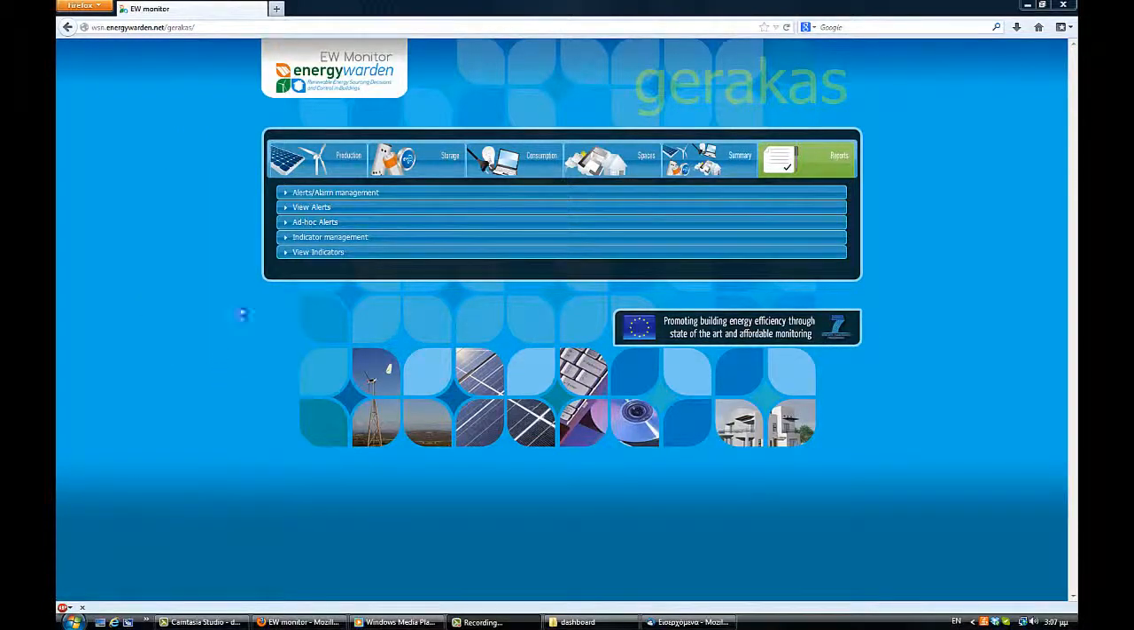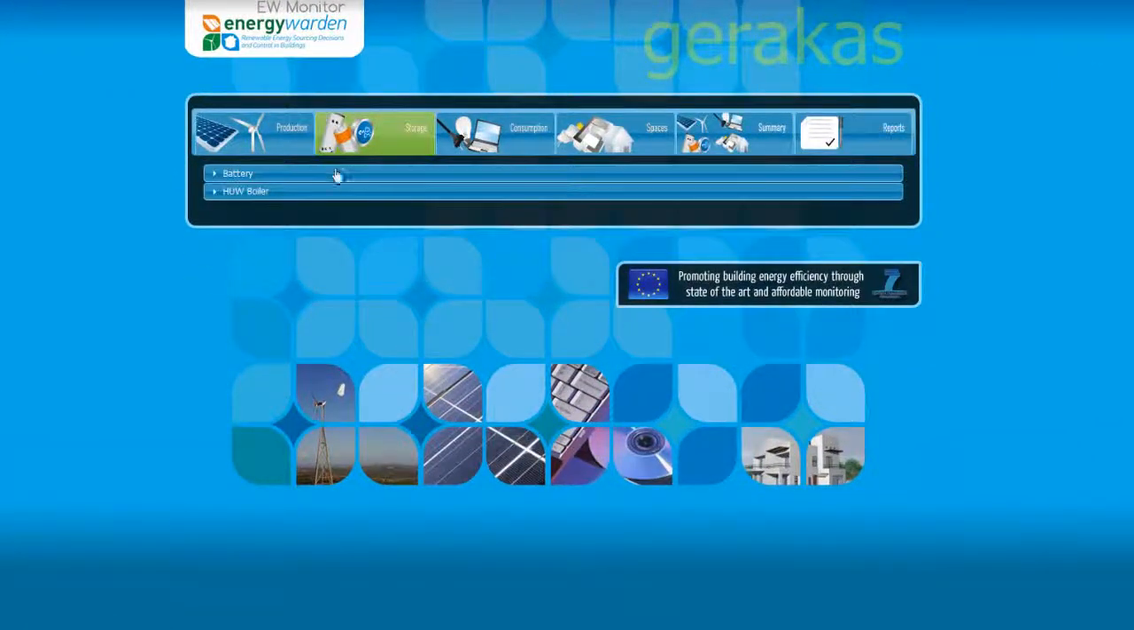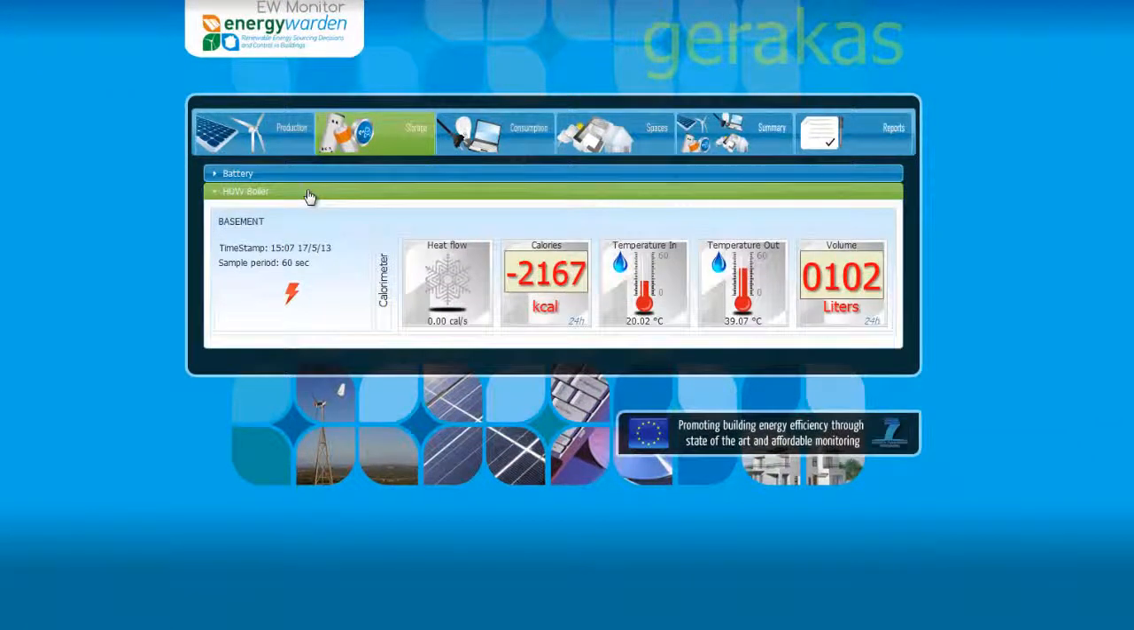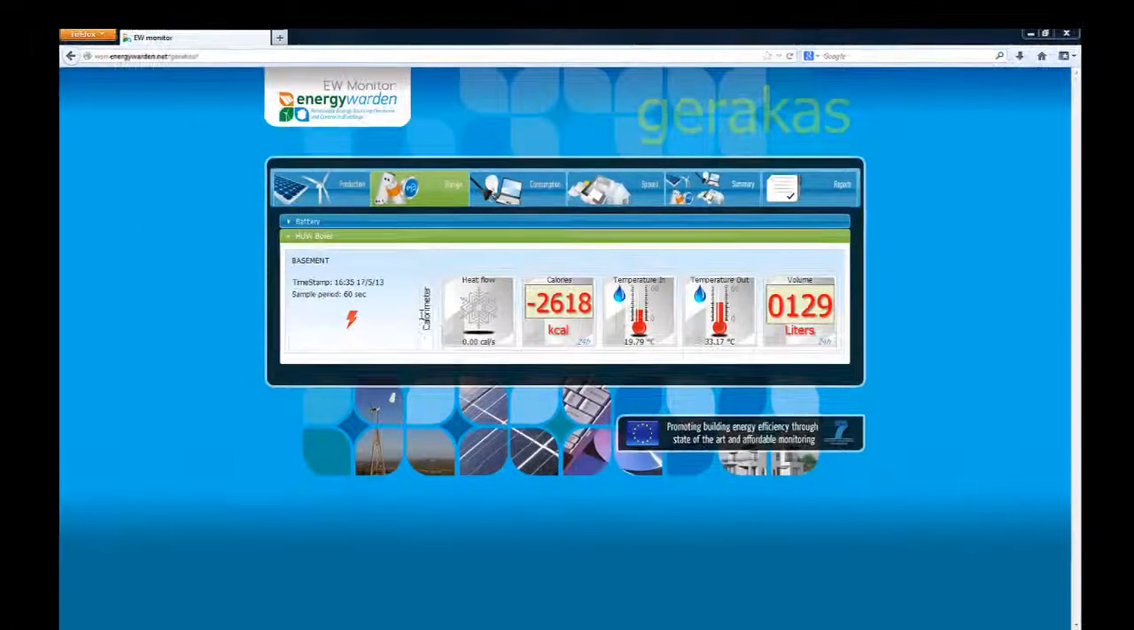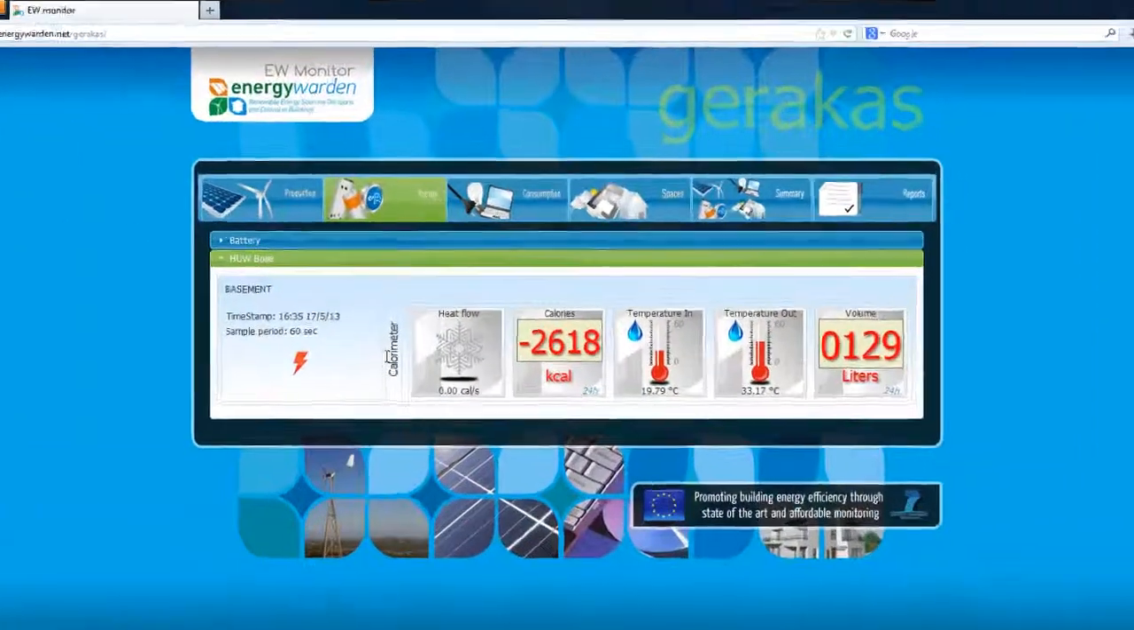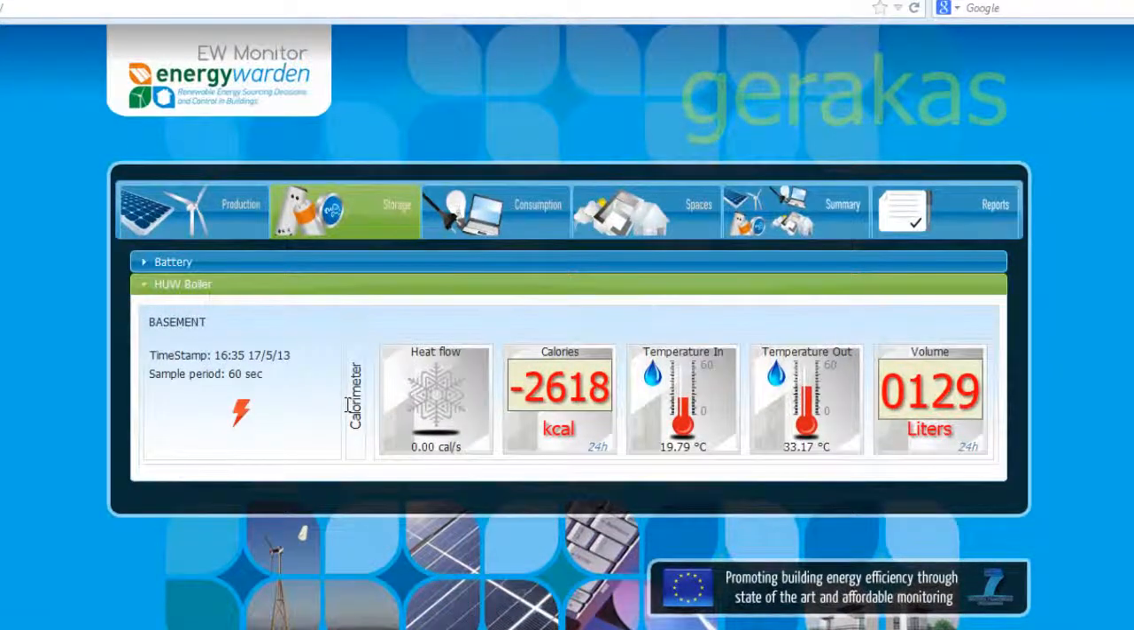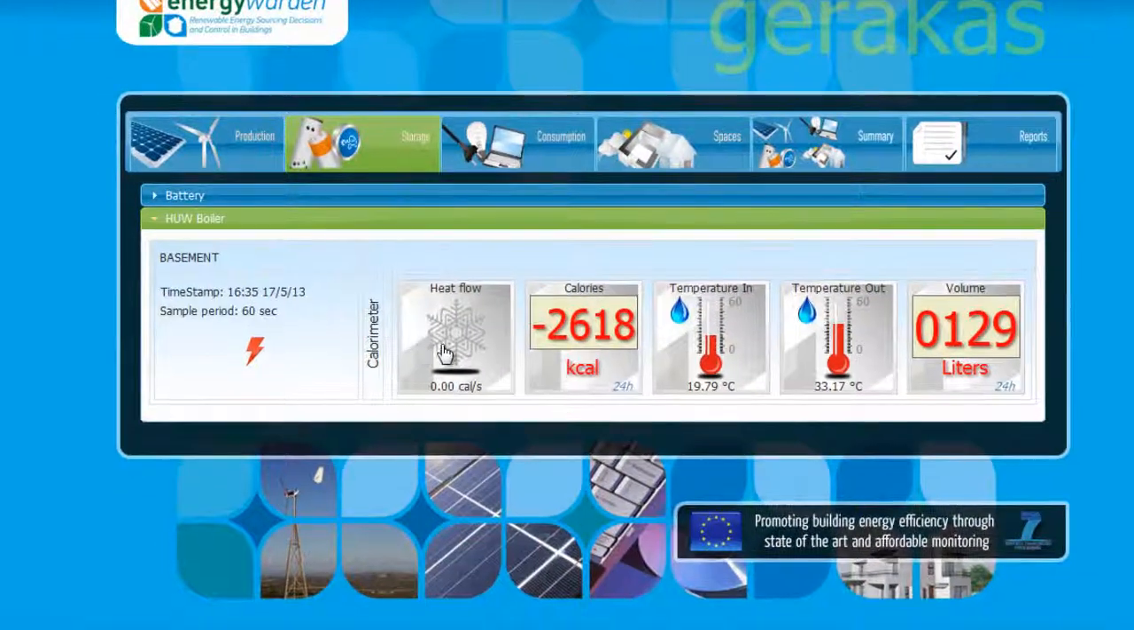Let's now look at what information we may access for our spaces and devices. Let's for example click on our hot use water boiler, under Storage. Similar applies to all other devices and spaces. In our dashboard we now see the specific 5 parameters that are monitored for this device. The first one is heat flow, in calories per second, which indicates how used water is currently abstracted from the tank. A value of 0 would then mean that no water from this tank is currently used.